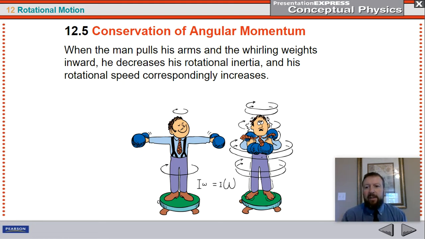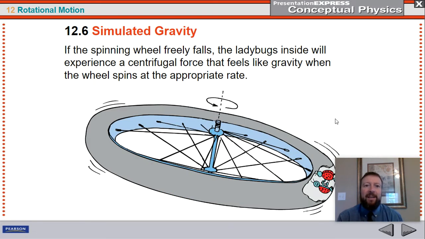Again, another demonstration I wish we were able to do. I have a little spinny pad that you can sit on. You hold weights out and then pull them in. You notice you start spinning a little faster. That has to do with the conservation of angular momentum.